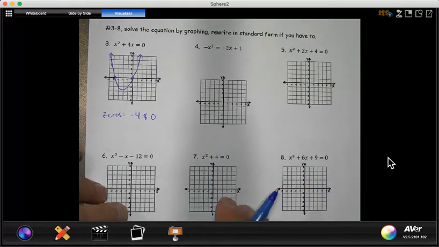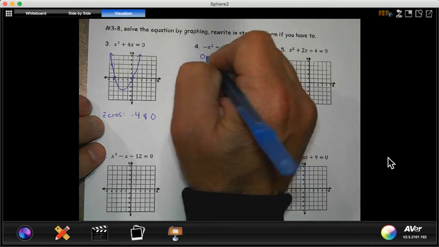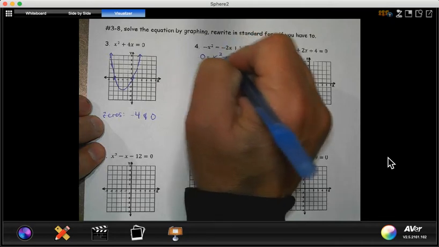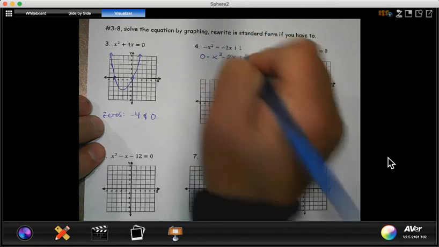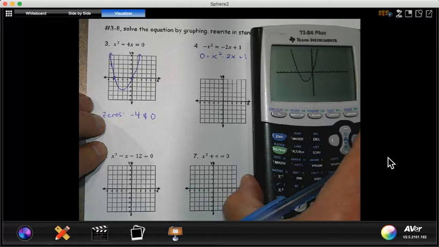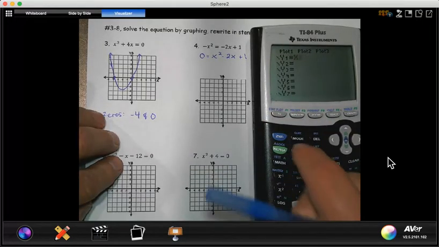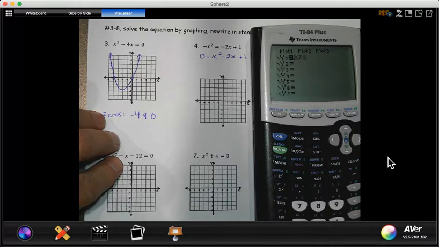Number 4 is not in standard form. Standard form is where it's equal to 0. So I'm going to add an x squared to the other side and get x squared minus 2x plus 1. That's what I type in my calculator. So y equals x squared minus 2x plus 1. And then hit graph.